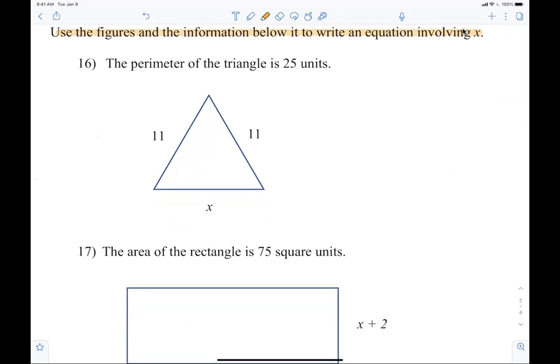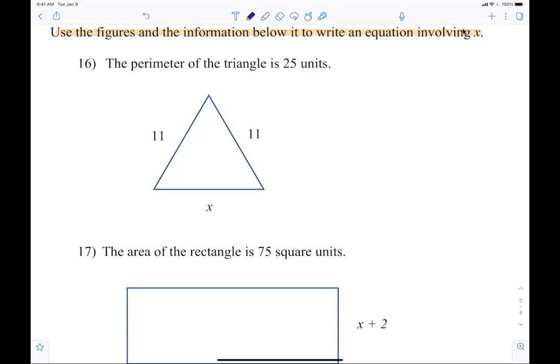The perimeter of the triangle is 25 units. So how do I write an equation for number 16? Just add them. 11 plus 11, which is 22, and then just minus 25 and get 3. No, I'm not asking you to solve for X. That's the correct answer though. I'm asking you to write an equation.